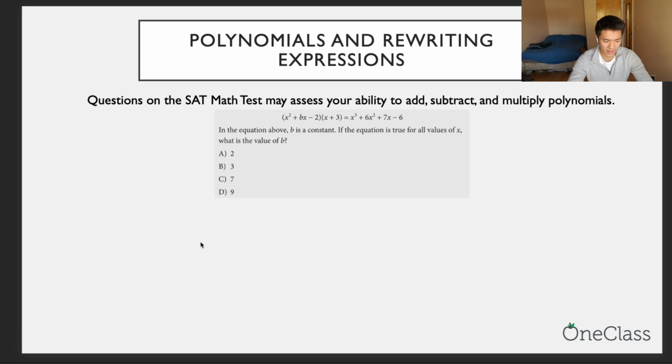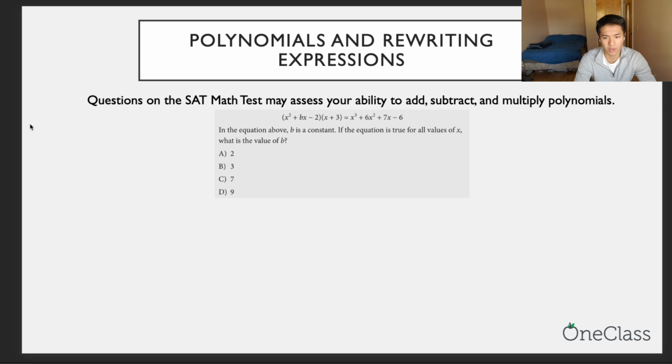So let's take a look at this question right here. We have (x squared plus bx minus 2) times (x plus 3) equals x cubed plus 6x squared plus 7x minus 6. In the equation above, b is a constant. If the equation is true for all values of x, what is the value of b? So we want to pause here and say, okay, what's the basic strategy I'm going to take when it comes to this question, right?